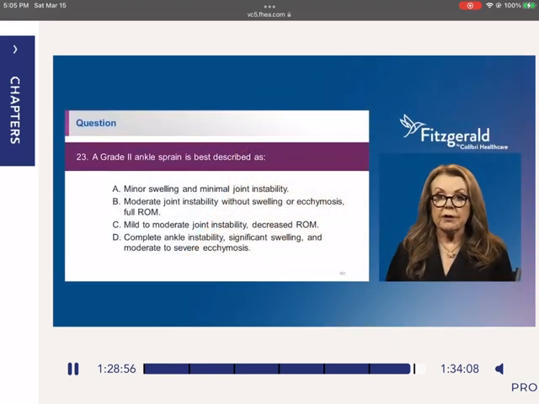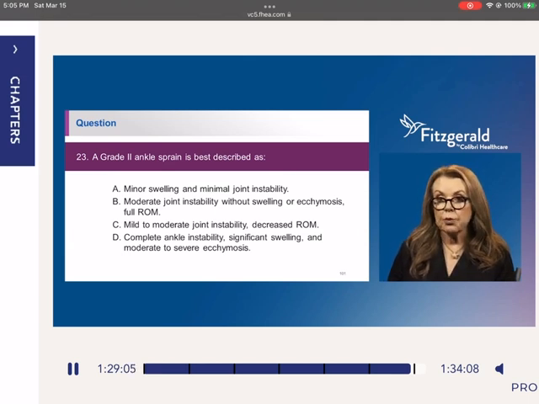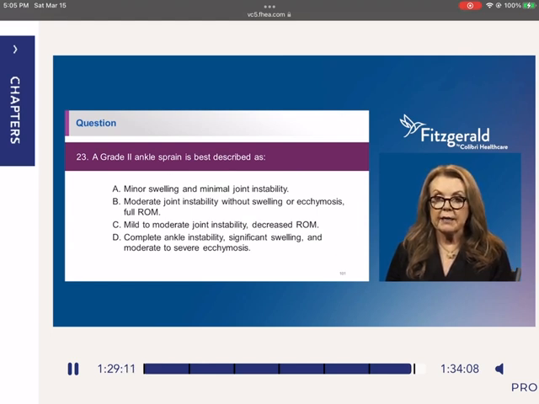Question 23. This is going to help you with your differential diagnosis. A grade 2 ankle sprain is best described as A, minor swelling with minimal joint instability, B, moderate joint instability without swelling or ecchymosis, full range of motion. C, mild to moderate joint instability, decreased range of motion. D, complete ankle instability, significant swelling, and moderate to severe ecchymosis.